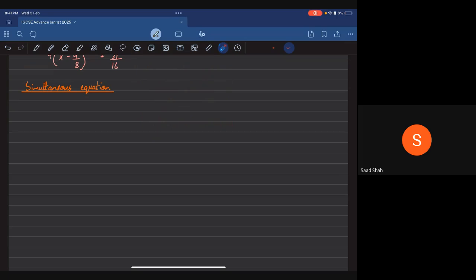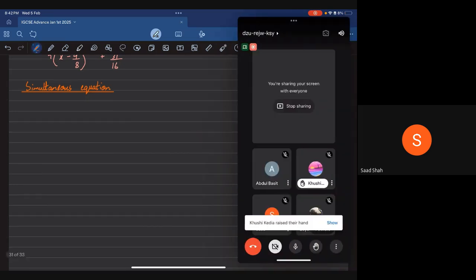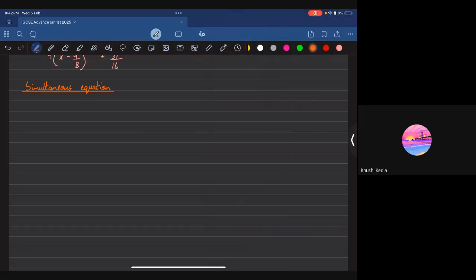Clear? Okay. A question for you guys is, how do we solve simultaneous equations? How many methods are there to solve simultaneous equations? There are two methods, substitution and elimination. Well done, you're absolutely right. There are two methods, substitution and elimination.